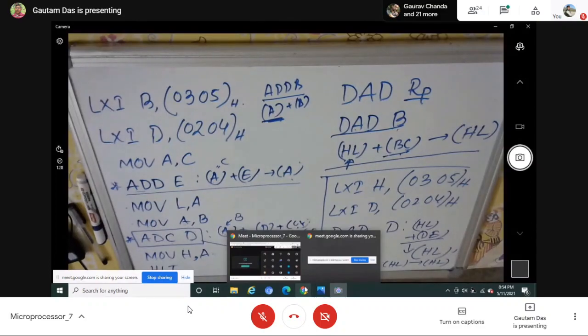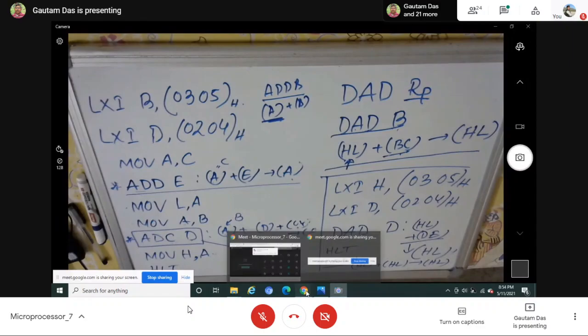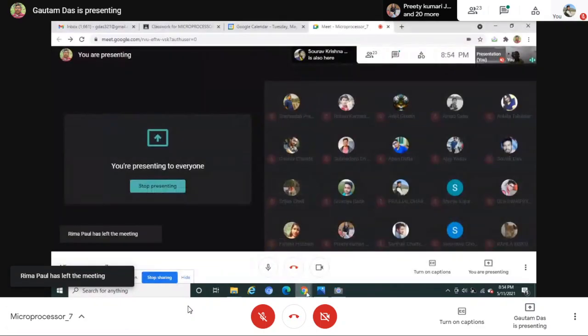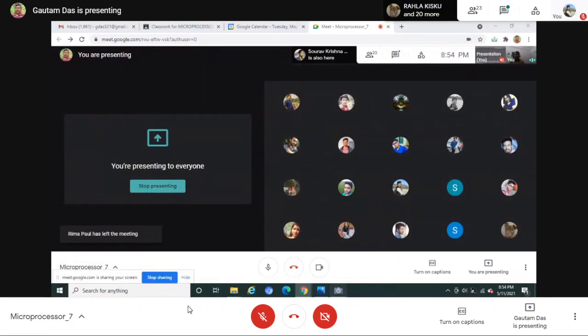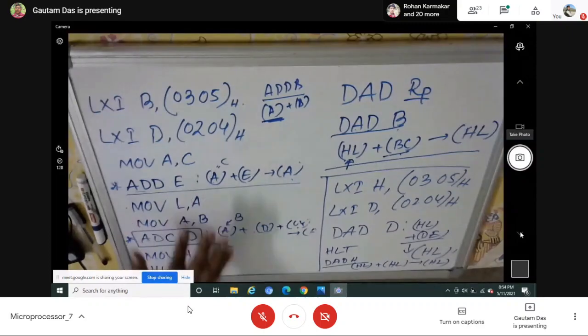That you can do. The subtraction operation I have not discussed. Next class I will discuss subtraction. Then you can understand. There may not be a single instruction available, but in two steps you can do, just like whatever you have done by writing a program. No problem, 16-bit subtraction you can do.